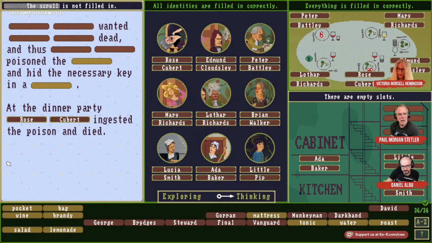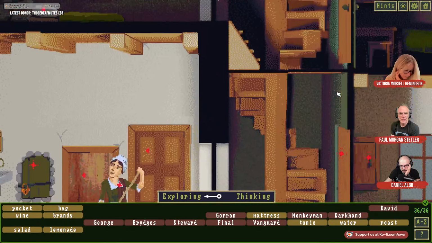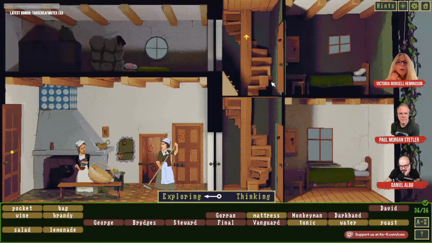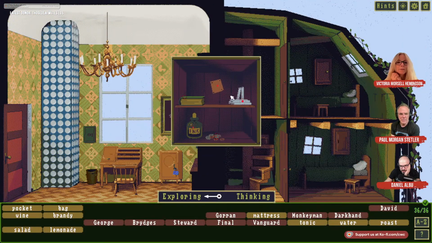Has Brian Walker been? Wait, let me see. Which room has the safe? Is that the top or the middle one? I think Edmund Cloudsley has the next one above Little Pip. Oh, we had some dates. And then who are we missing? Who's up at the top there? Probably Brian Walker. Try it. Hey, we can zoom in. Oh, wow. That's exciting.